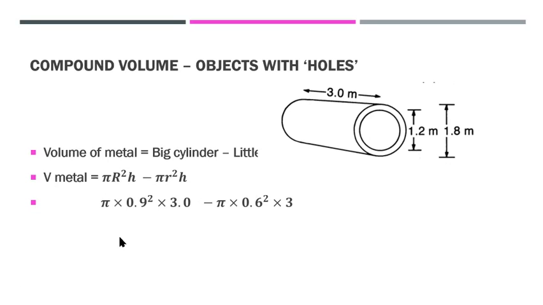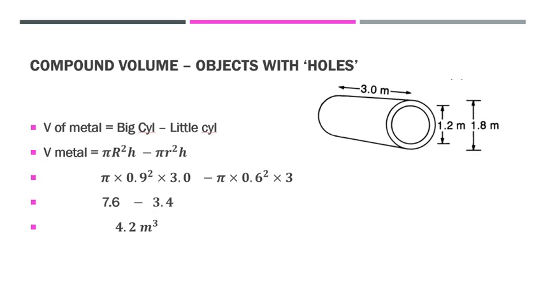So here we have it. We've put in the numbers. 0.9 is the big radius. 0.6 is the small radius. And we just put into the calculator and solve. And we will get 4.2 meters cubed. Notice that I found the volume of the big one and subtracted the smaller one. 4.2 is the volume of just the metal ring of the metal pipe.